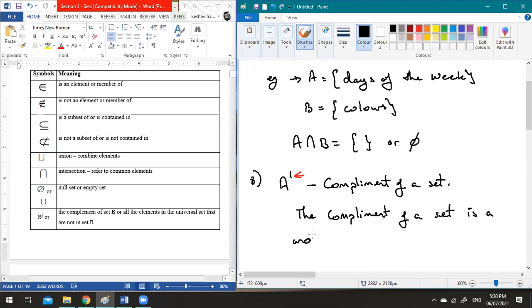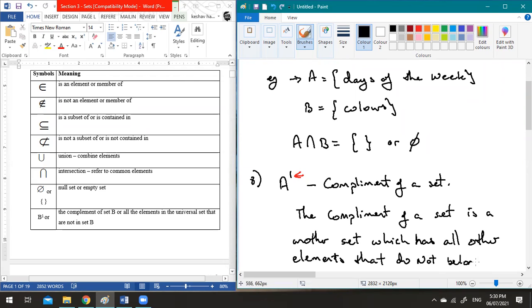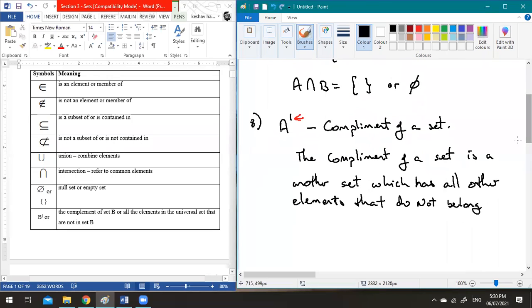So this is another set which has all other elements that do not belong in the set A.